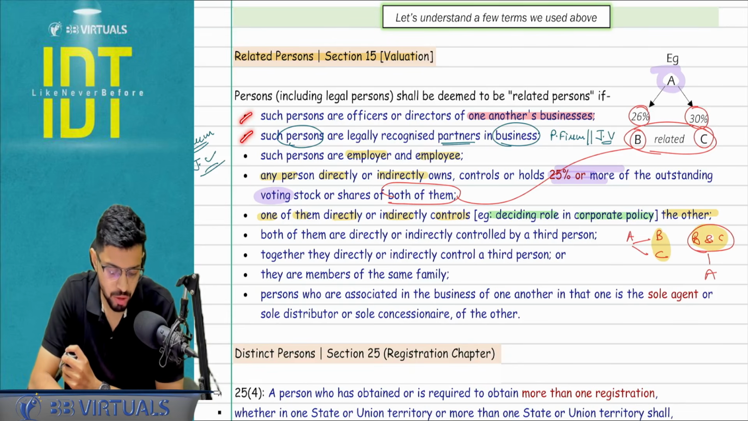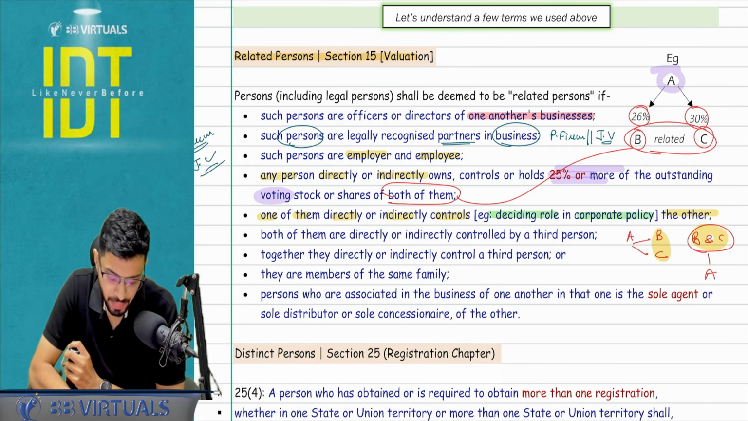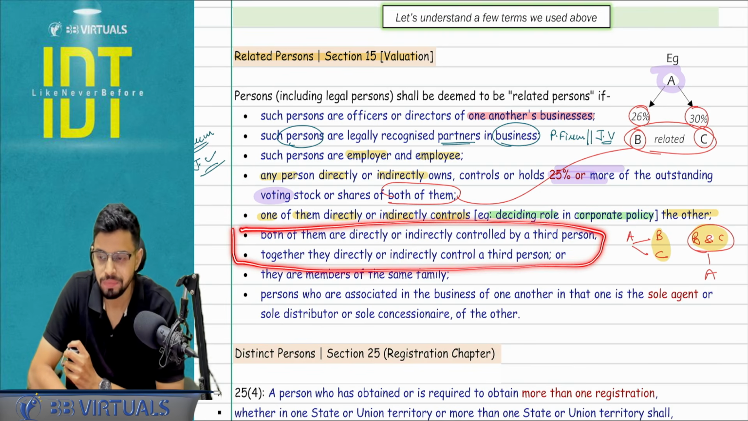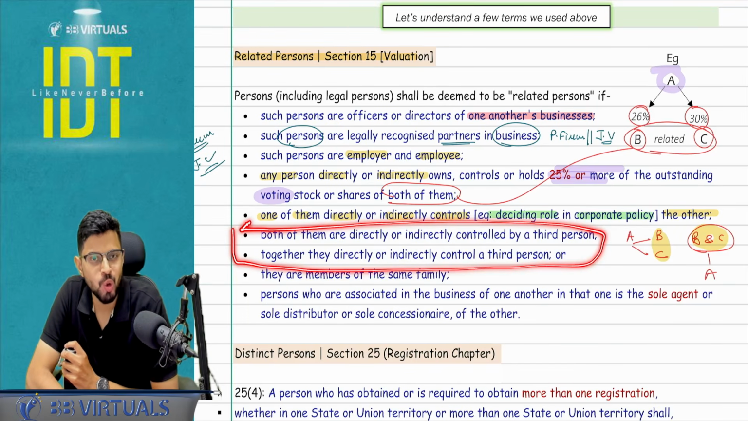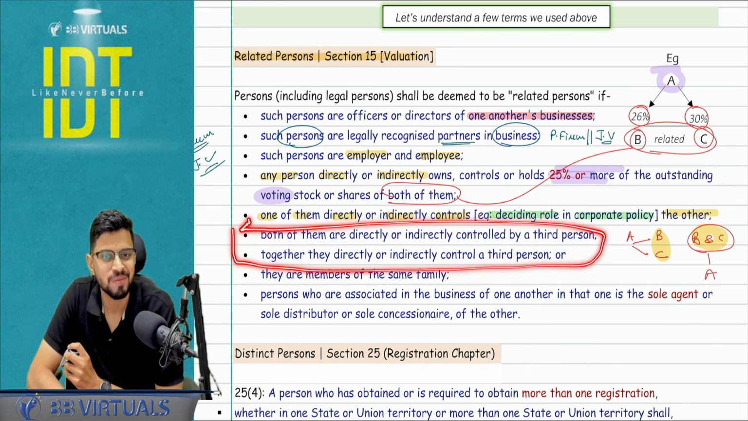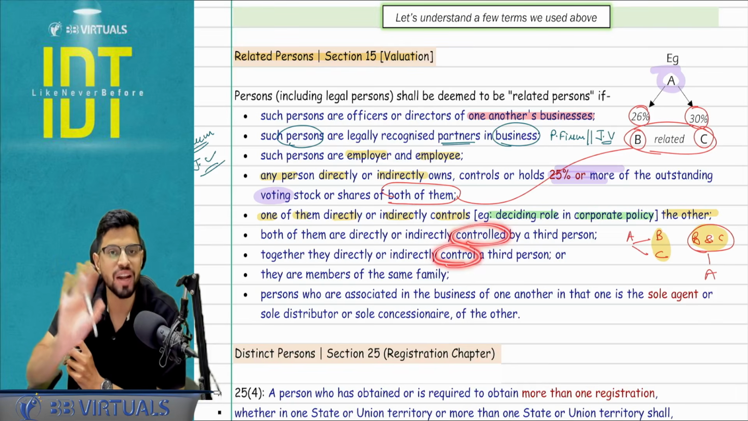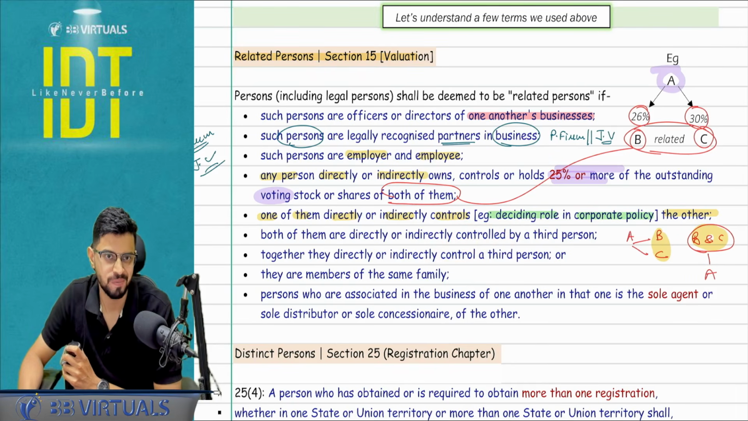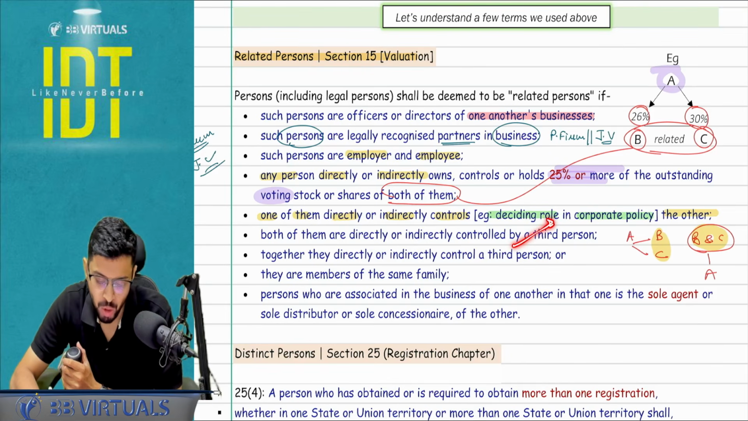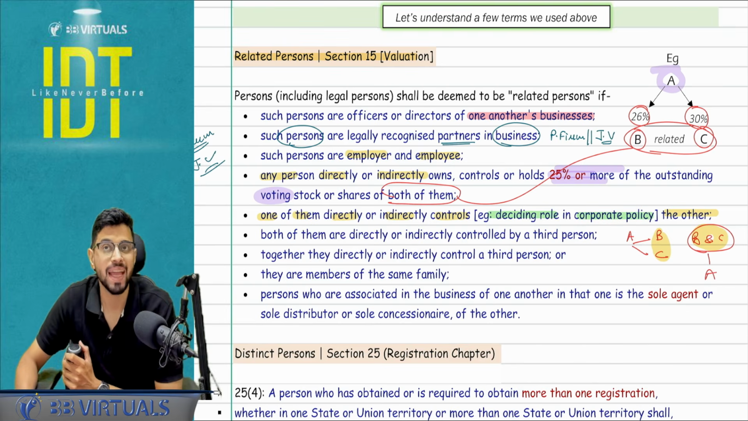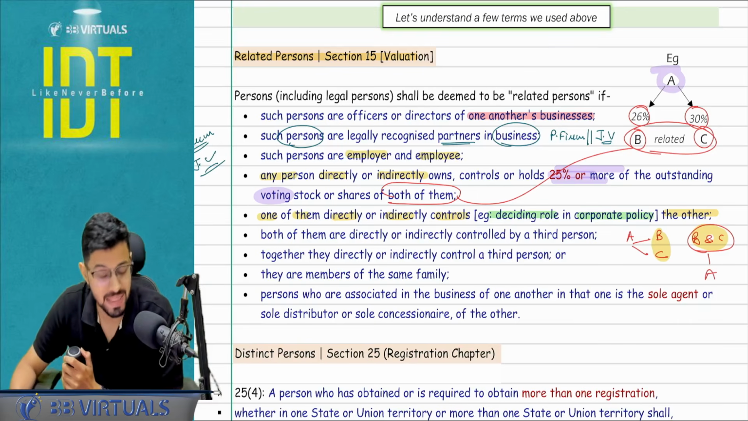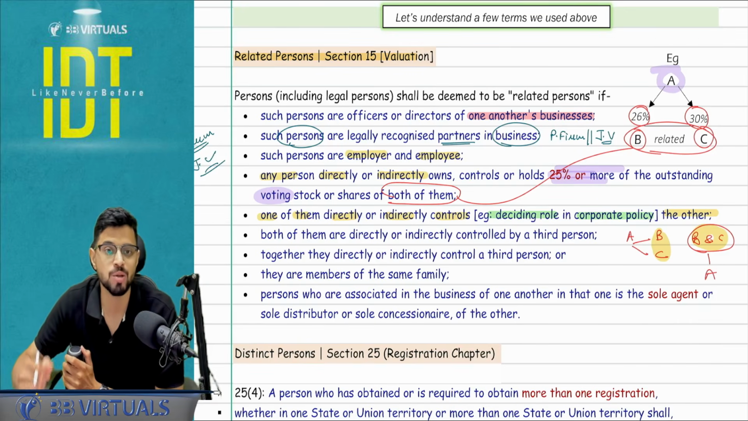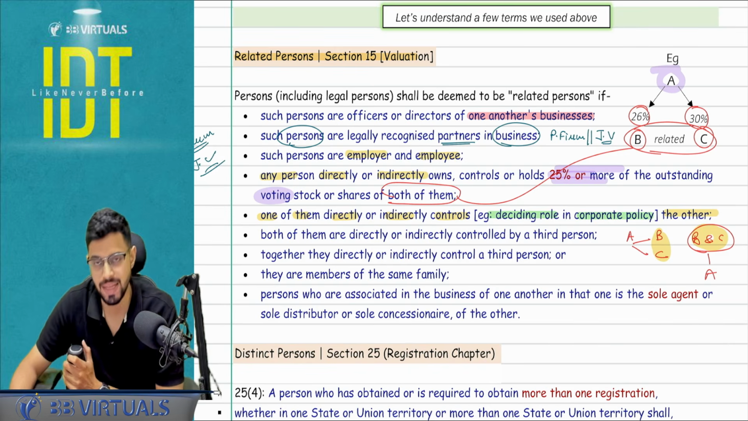Point 6 and 7. 1, 2, 3, 4, 5, 6 and 7. 6 and 7, Lingu. 1 is controlling 2 or 2 together are controlling 1. But the word we are using is control, which is not defined in the law. Can it be through voting power? Yes. Can it be through deciding role in corporate policy? Yes. Can it be through deciding the composition of the board of directors? Yes. Can it be to decide how the business is going to take place in a day-to-day manner? Yes. It is a question of fact.